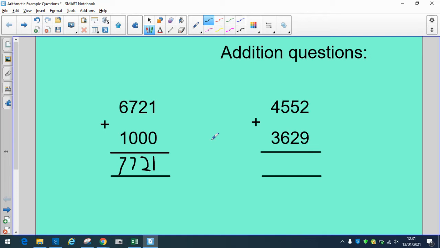What you might get for some of your questions is the need for an exchange. Okay, something we haven't looked at before. But in case you forget what that looks like, listen very carefully. Okay, so obviously 2 and 9 would give us 11. We can't have 11 ones. So what we must do is we keep the 1 from 11 here, our 1, 1, and our 10 that we've made, we exchange underneath the tens column here. Okay, now we can add that 10 to the 50 and the 20, which would give us 80.